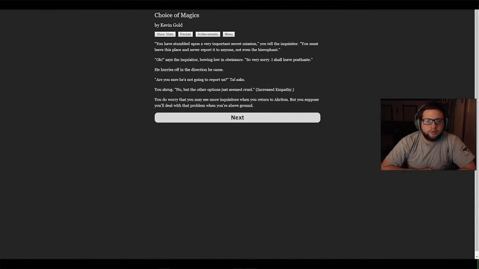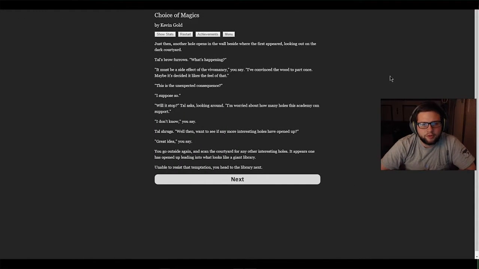You have stumbled upon a very important secret mission, you tell the Inquisitor. You must leave this place and never report it to anyone, not even the Hierophant. Oh, says the Inquisitor, bowing low in obeisance. So very sorry. I shall leave post-haste. He hurries off in the direction he came. Are you sure he's not going to report us, Tal asks. You shrug. No, but the other options just seem cruel. Increased empathy. You do worry that you may see more Inquisitors when you return to Akraton, but you suppose you'll deal with that problem when you're above ground.